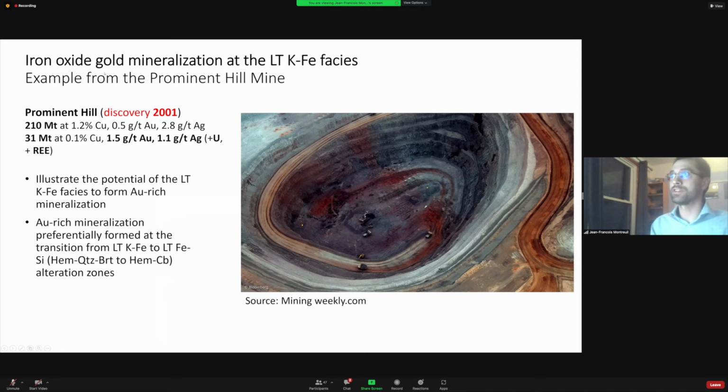Something else that is interesting at the low temperature potassic iron alteration facies, illustrated by the Prominent Hill mine, is that we can have significant copper with subsidiary gold mineralization at this stage, but also a transition where copper significantly decreases, and then gold becomes the prevailing metal inside some of these zones of alteration. The formation of gold-rich mineralization seems to occur as the system is transitioning from zones with little quartz to zones where quartz becomes more abundant in the mineral paragenesis. In this case, we don't have the formation of sensu stricto IOCG, but something gold-rich, so IOG mineralization that we could call it.